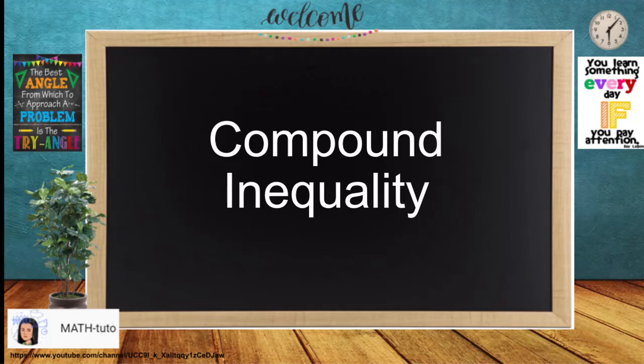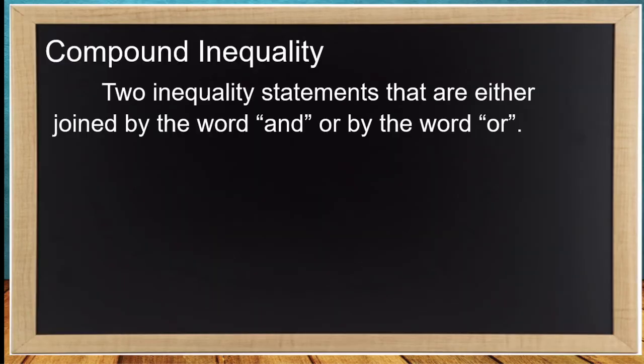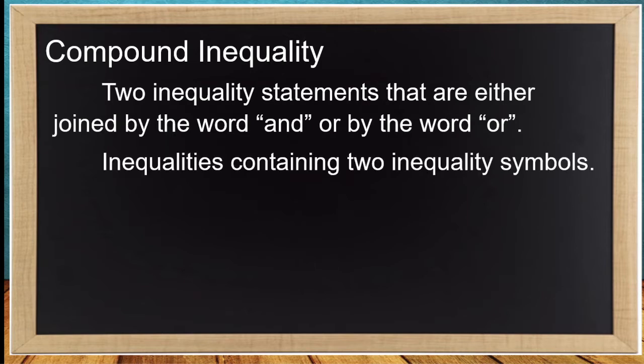Hello everyone! In this video, we are going to talk about compound inequalities. A compound inequality consists of two inequality statements that are joined by either the word "and" or the word "or". There are cases where you can combine them, which is why a compound inequality can also be defined as an inequality containing two inequality symbols. If you can combine the two statements, it becomes just one inequality containing two inequality symbols.